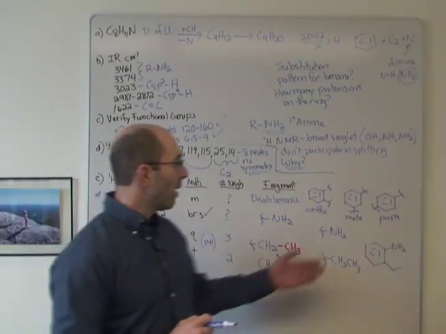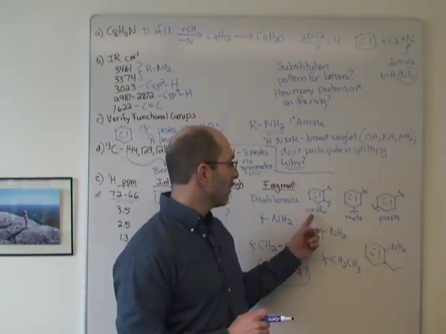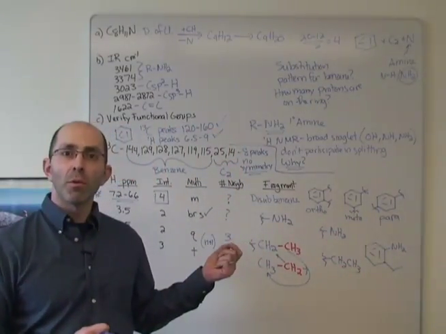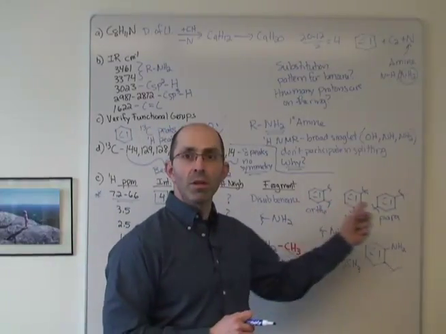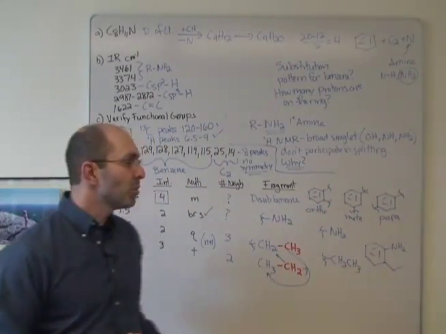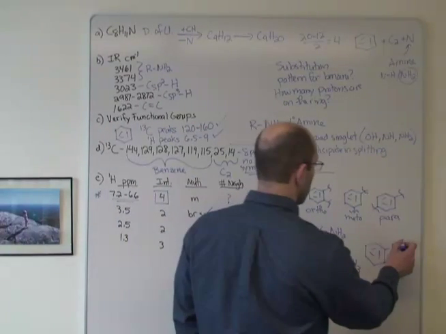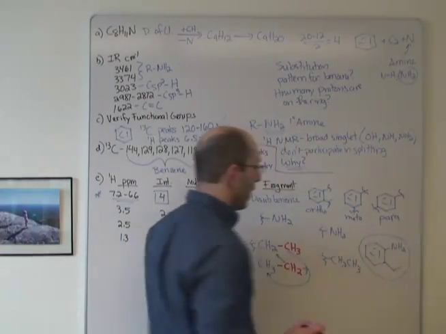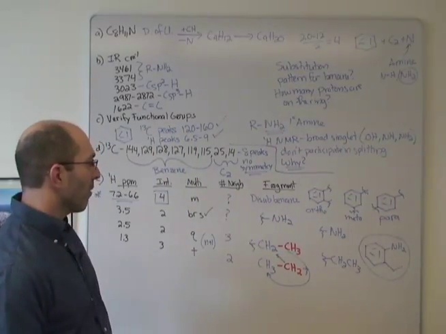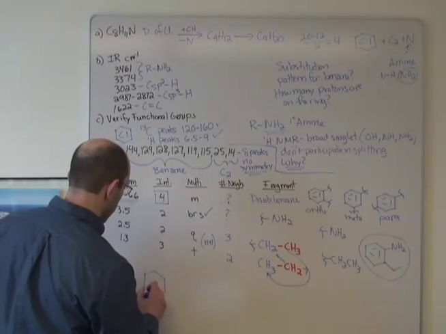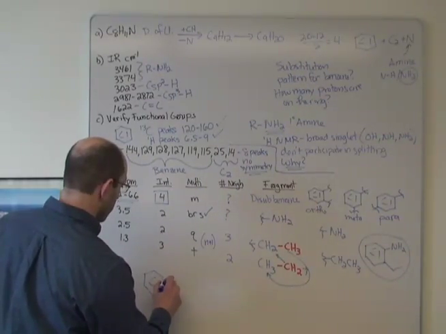So think about whether it makes more sense to have it ortho, meta, or para, depending on how the protons are going to show up in these. Think about whether symmetry is involved, those sorts of things. But I think this is a really nice structure. Now what we want to do is go back and verify that this is going to make sense. So let's draw this out. We're going to draw it out twice.